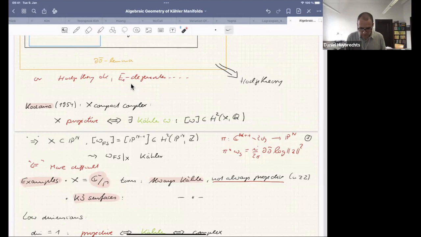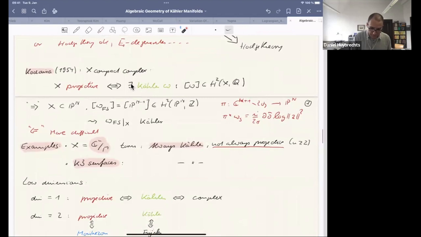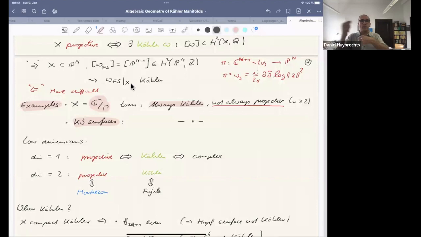Okay, so let's look at low dimensions. What happens with these various types of manifolds, Kähler, projective, Fujiki, Moishezon, in low dimensions? Luckily, in dimension one, everything is the same. Complex, projective, Kähler, that's also Moishezon. Everything is Kähler, because you see, projective is the same as Kähler, and Kähler is the same as complex. And by definition, Fujiki and Moishezon are complex manifolds. So everything is the same in dimension one. So they are Riemann surfaces, compact Riemann surfaces.